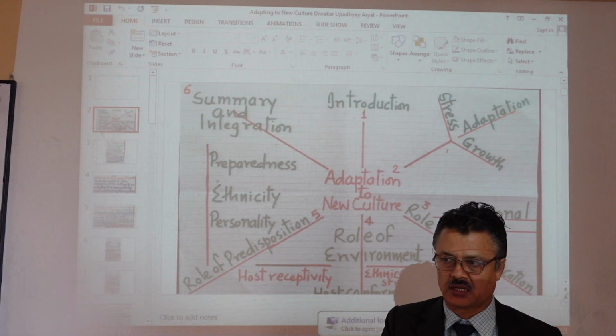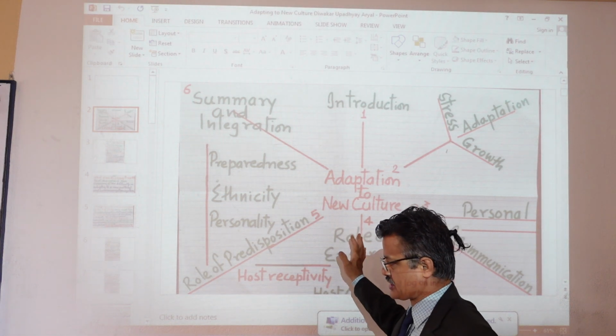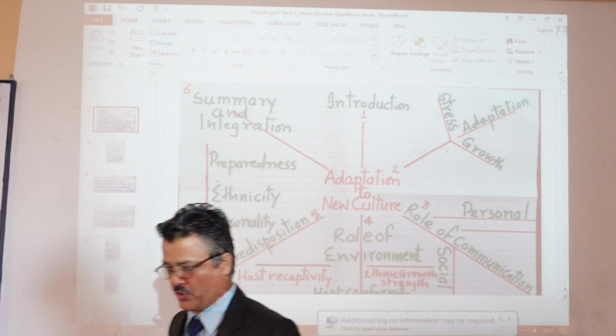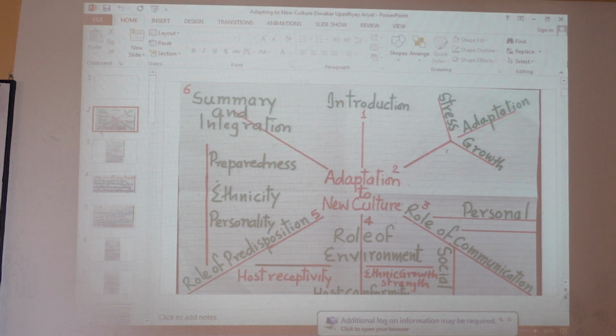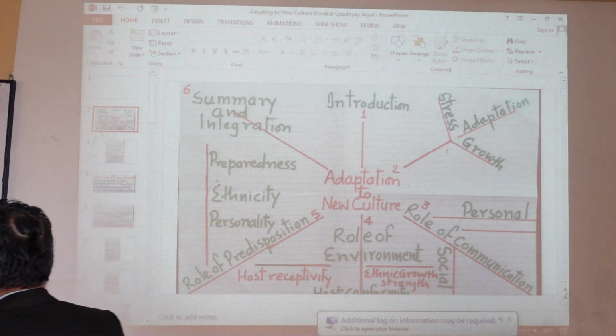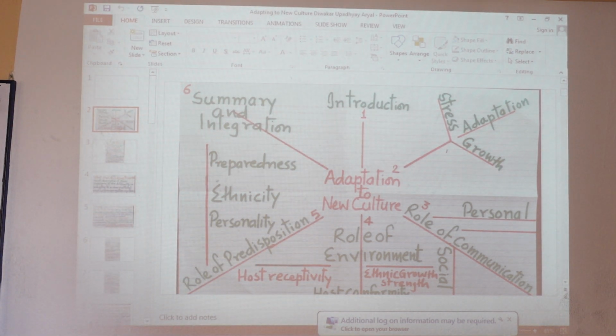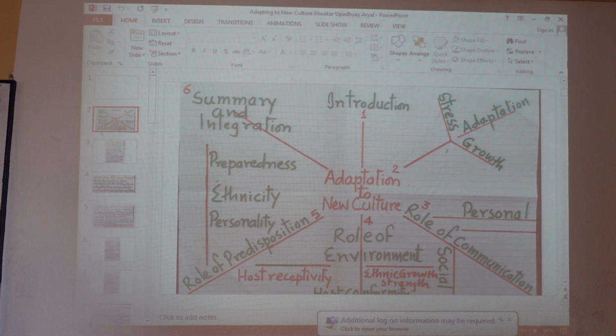Today we will study the new chapter. We have some presenters. We'll call them later on. First, I'll present the chapter. So, we are reading about adaptation to new culture.